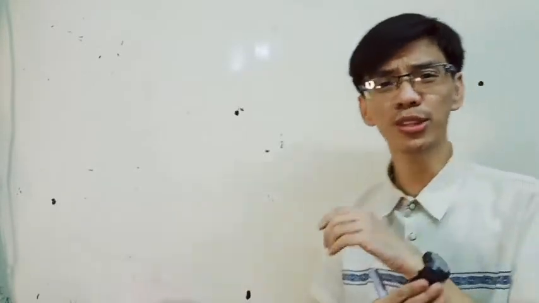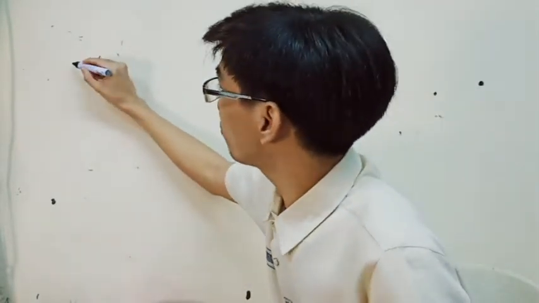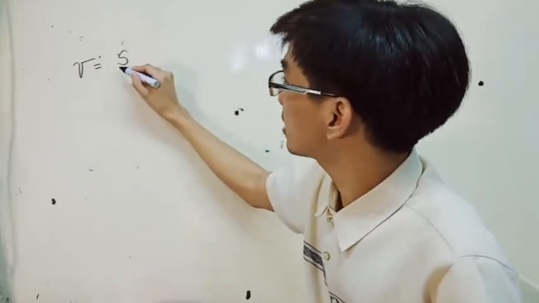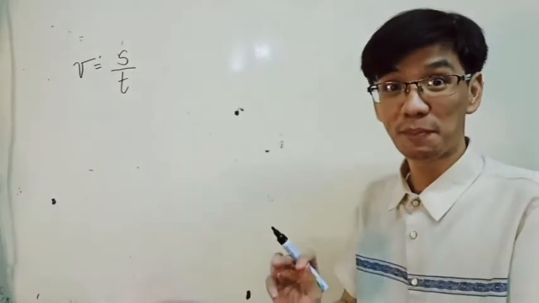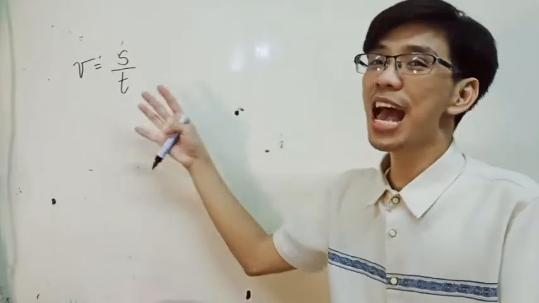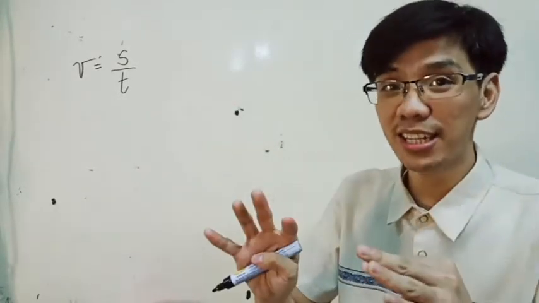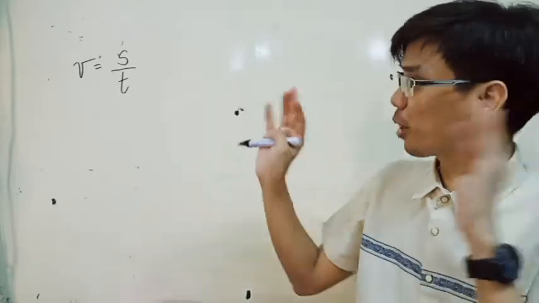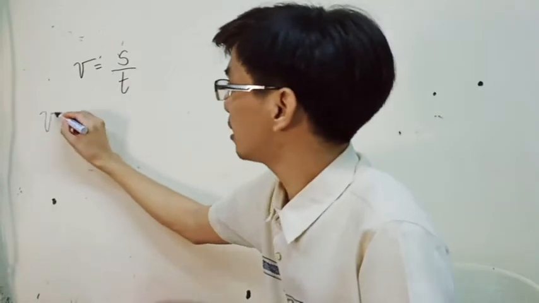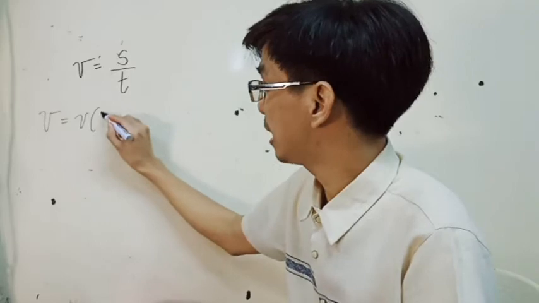So how are we going to do that? First, we must recall that the formula is velocity is equal to distance over time. Therefore, from this formula, all we have to do is substitute all the givens from the problem. From the problem, it was stated that the velocity will be represented or written as v of t.